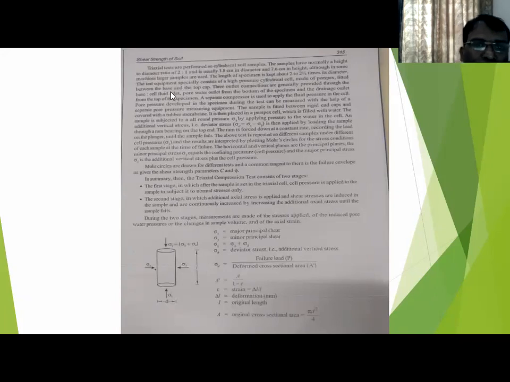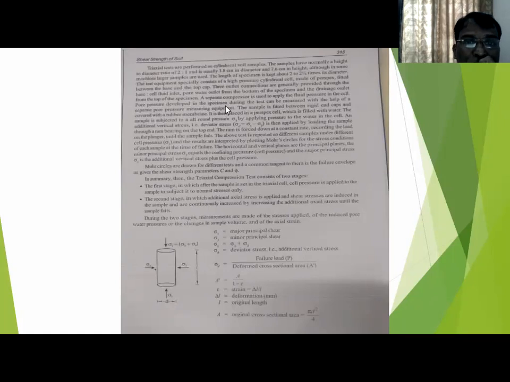Okay. The test equipment consists of a high pressure cylindrical shell made of perspex fitted between the base and the top cap. वो सब आप देख लेते। 3 outlet connections are generally provided through the base. Of course, cell fluid inlet, pore water outlet at the bottom of the specimen, and drainage outlet. A separate compressor is used to apply the fluid pressure, of course, in the cell.